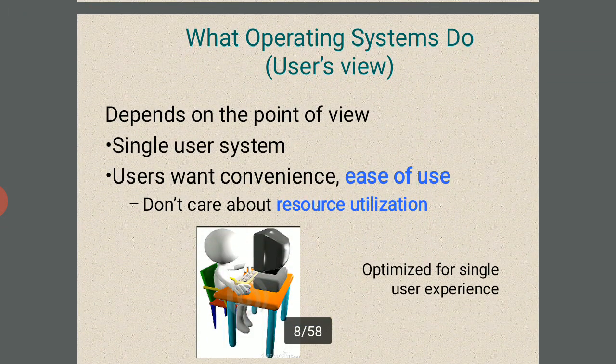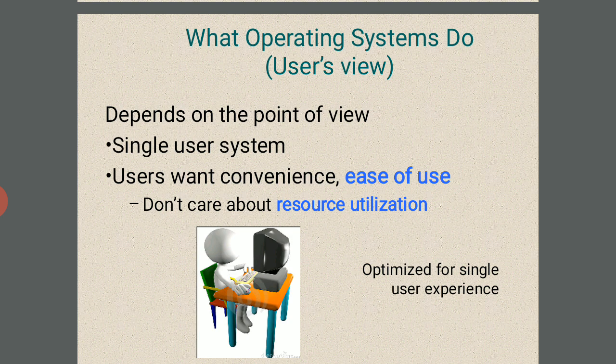Next, depending on the point of view, the single user system. Here you see a diagram: a single user uses a desktop system, doing personal work. Users want convenience and ease of use, and they don't care about resource utilization.